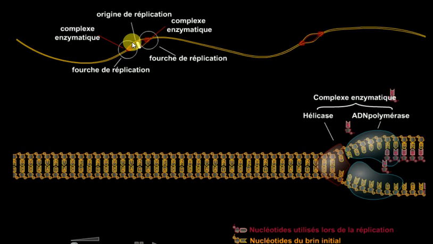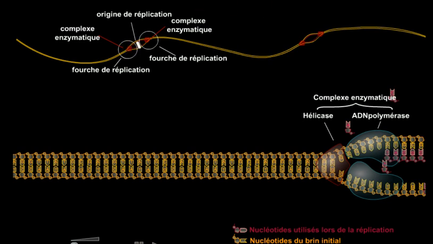So it creates what we call the replication fork, la fourchette de réplication en français. So this is what you can see here. You can see a replication fork here and another on the other side. And the two replication forks together form what we call the replication bubble. In French, l'œil de réplication.